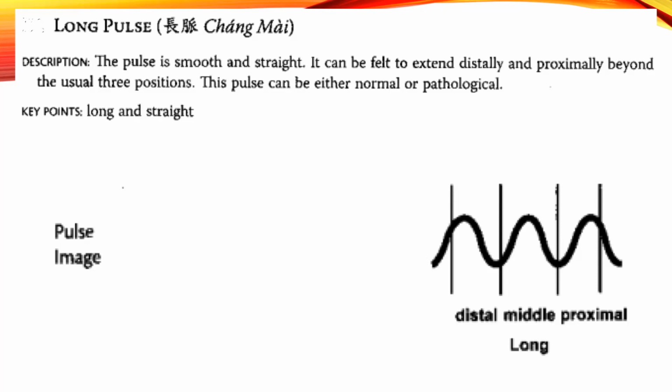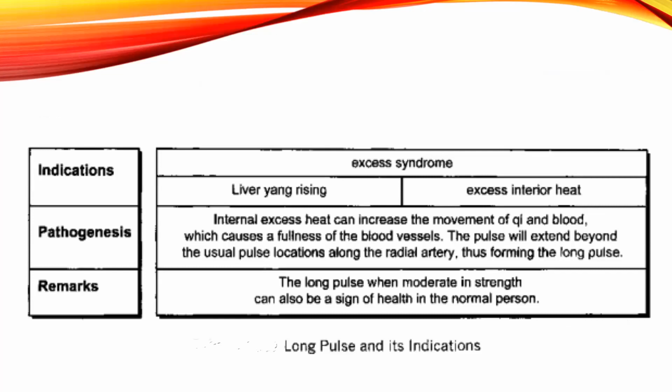So ibig sabihin po yon, pag pinatong nyo ang inyong finger sa pulsuhan, pag minove nyo distal and proximal, nararamdaman po ninyo. Kaya yung tinatawag na long pulse. So, sign din po ito ng excess syndrome. Pag mayroon pong liver yang rising, tsaka mayroong excess interior heat. Yan. Ang pathogenesis po, internal excess heat can increase the movement of chi and blood. Pinabibilis niya yung galaw ng ating dugo at ng chi, which causes the fullness of the blood vessel. Yan. Kaya halos napupuno po yung ating ugat ng dugo. The pulse will extend beyond the usual pulse location along the radial artery, thus forming the long pulse.